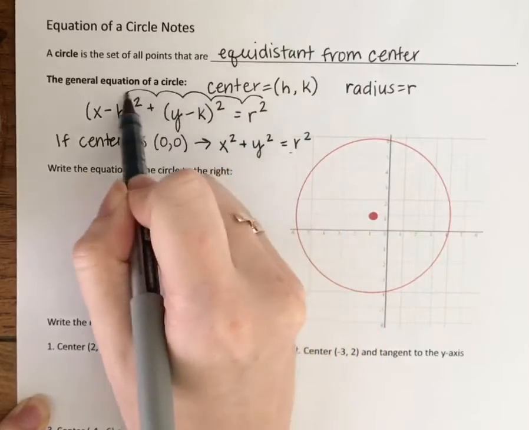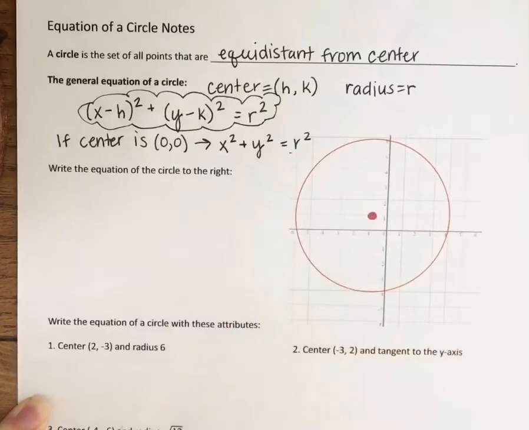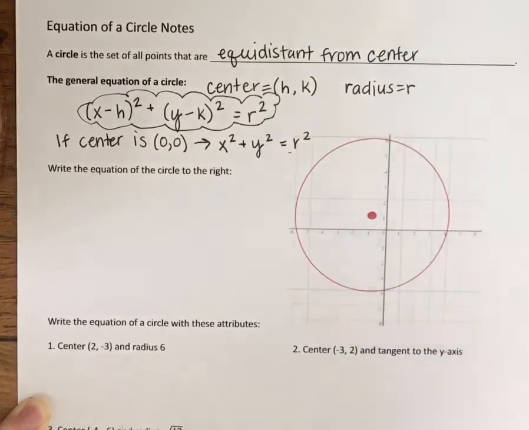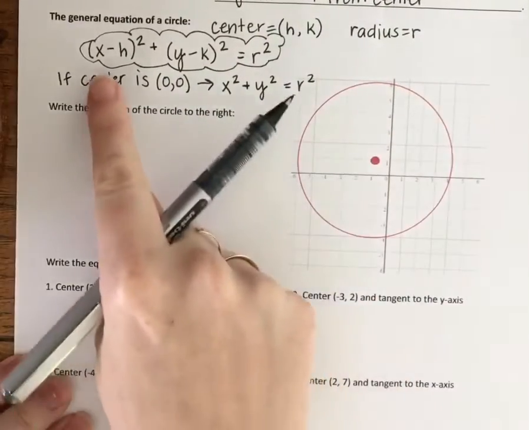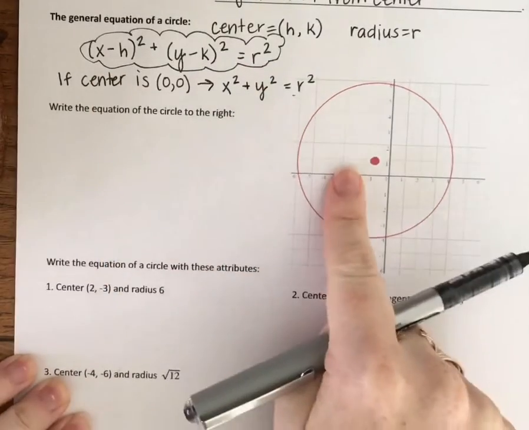So this one right here is the one that we are going to use to write all of the rest of our equations here. Okay, so again, the only two things that you need to write this are the center and the radius. So anytime we go to write our equation, we need those two things before we plug it into that. Okay, so we're going to write the equation of this circle right here.